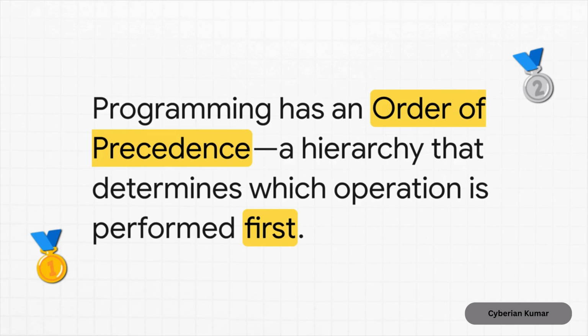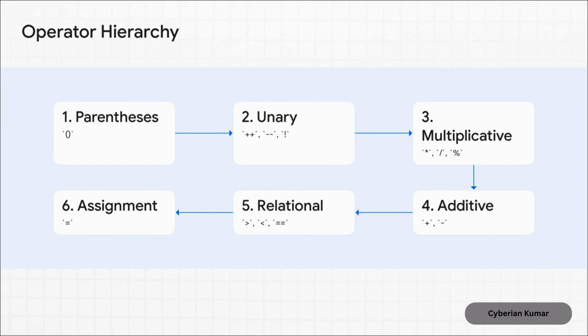It's called order of precedence, and it's a strict set of rules that make sure code runs predictably every single time. So here's a simplified look at that hierarchy. Right at the very top, just like in math, are parentheses. Anything in parentheses gets done first, period. Then come those unary shortcuts we talked about, then multiplication and division, then addition and subtraction, and so on, all the way down the list. The assignment operator almost always goes dead last.